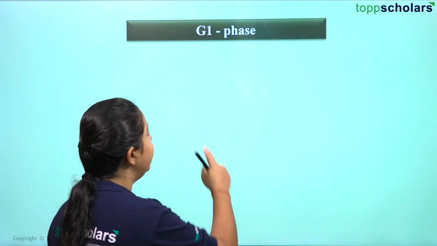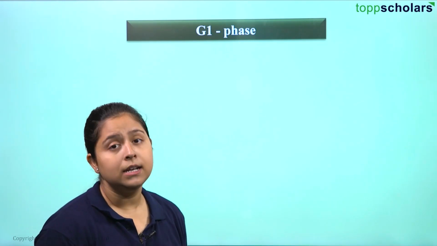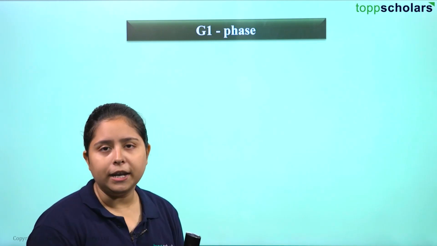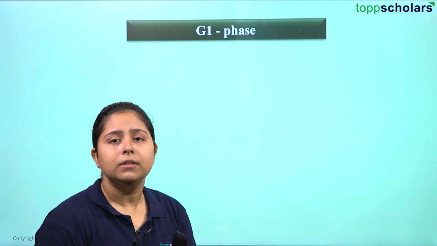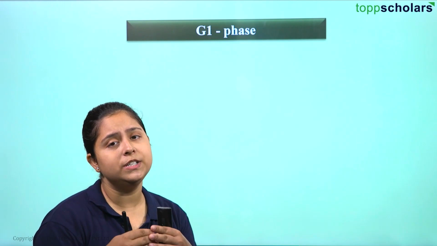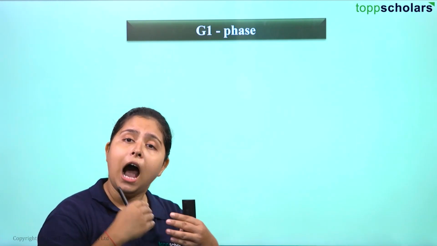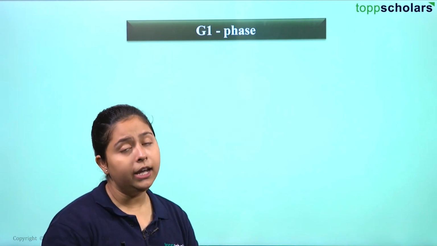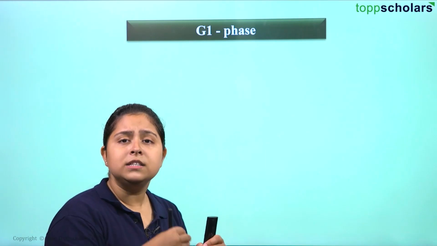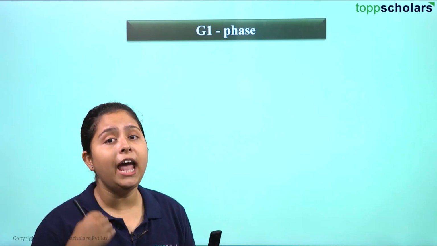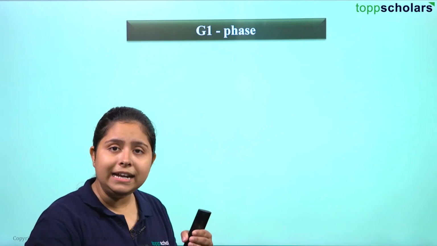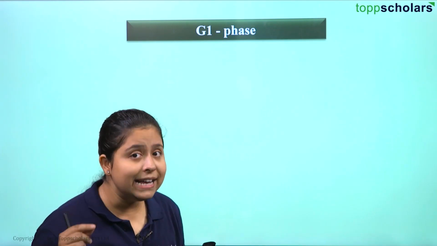The very first thing is G1 phase. Now, this is gap 1. What do you mean by gap 1? Yes, it is the first gap which is taken by the cells after division. So G1 phase is just after the M phase and it precedes the subsequent S phase.